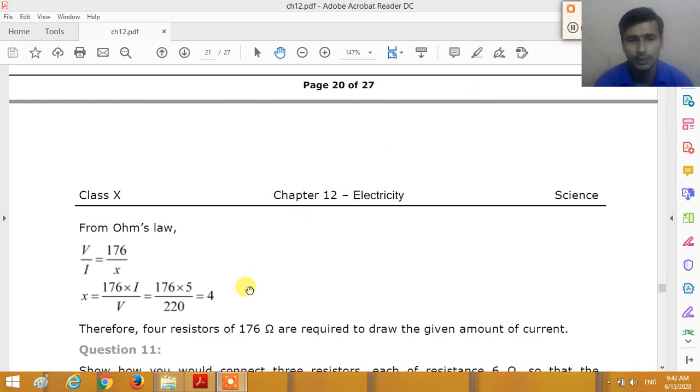So 4 resistors चाहिए. कितने रजिस्टर चाहिए हमको? 4 रजिस्टर पैरेलल में कनेक्ट करेंगे तो ही 220 वोल्ट लाइन में हमें 5 एम्पियर का करंट मिलेगा.